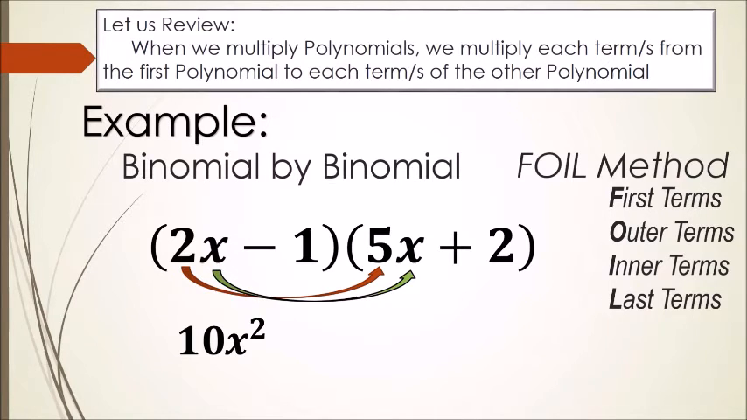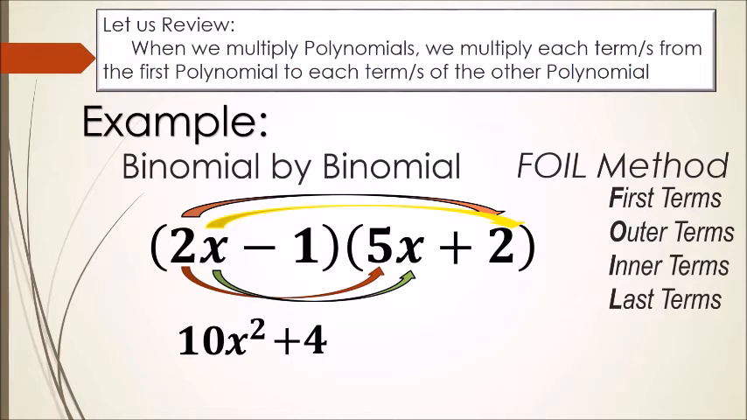Next, the outer terms. Ang ibig sabihin ng outer terms, yung mga nasa gilid. Itong 2x at saka itong 2. So let's say we multiply the two coefficients. So 2 times 2 equals 4. Then we just copy x or multiply x by 1. So that is x.